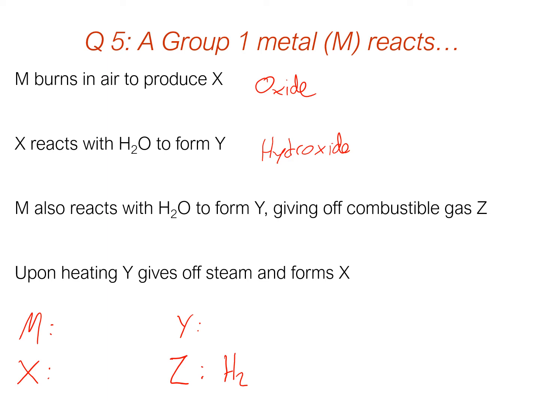Now this is really the key to solving the whole question, because if you remember back to group 1 hydroxides, the only group 1 hydroxide that will decompose upon heating is lithium. So we then know the metal M is lithium, therefore the oxide X is lithium oxide. Now going back to what I said on the last page as well, the oxide depends on whether it's a small or large metal. Lithium's at the top of the group, so it forms Li2O as its oxide. And then Y we already said was a hydroxide, so we know now that's going to be lithium hydroxide, LiOH.